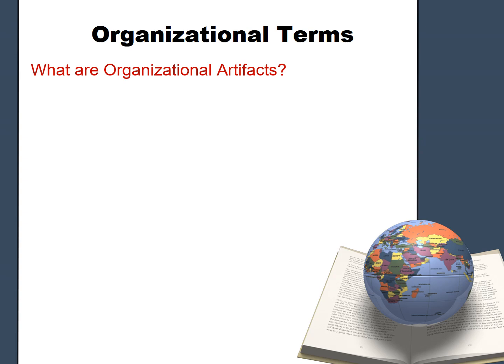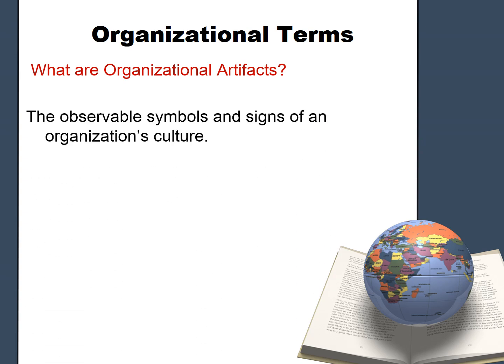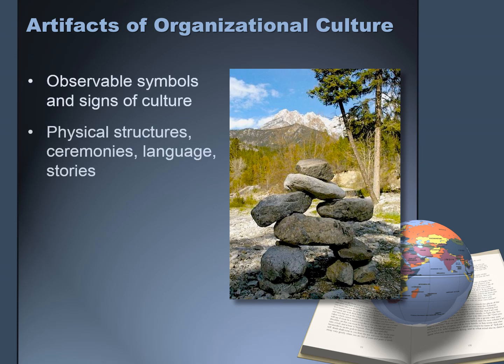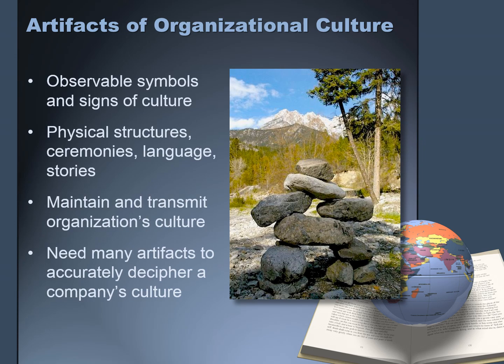So, what exactly are organizational artifacts? The observable symbols and signs of a culture. They're physical structures, ceremonies, languages, stories about the past. They maintain and transmit the organization's culture, and cultures need many artifacts to accurately decipher their culture.